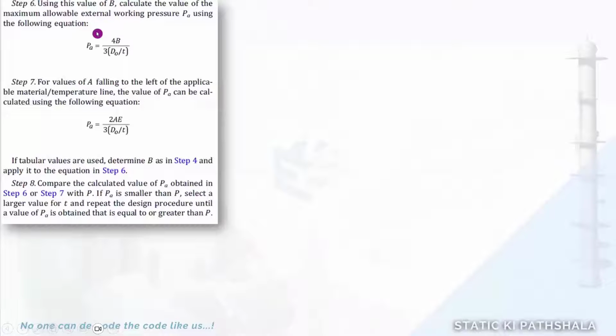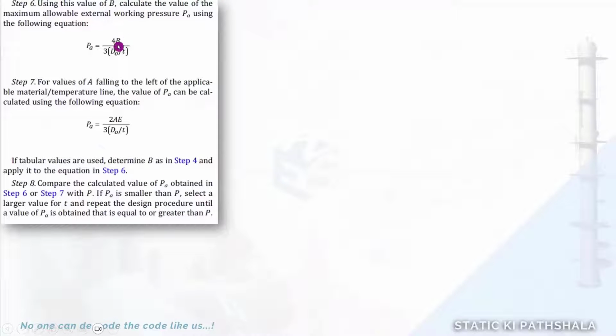If we have factor B, we use this equation, 4 by 3 B upon DO by T. So this will give us the allowable pressure. That has to be more than the design external pressure. Let's say the design external pressure is full vacuum, which is 15 psi. So if your PA value is more than 15 psi, your design is safe. If it is lesser, then you have to either increase the thickness or incorporate stiffener rings and re-perform the calculation.